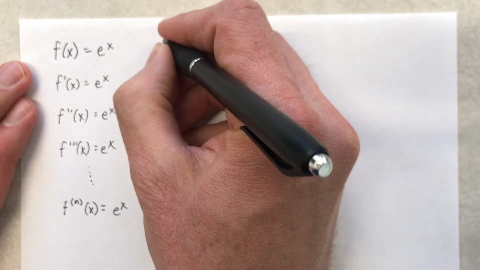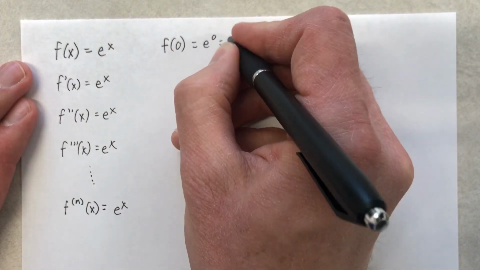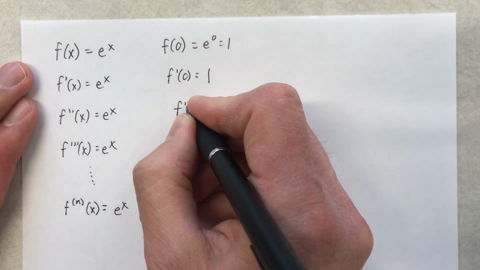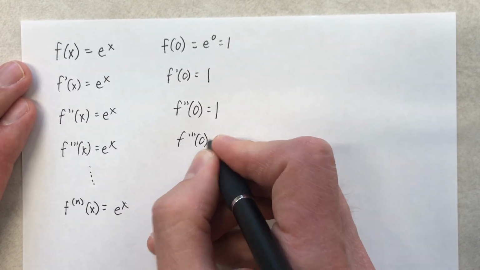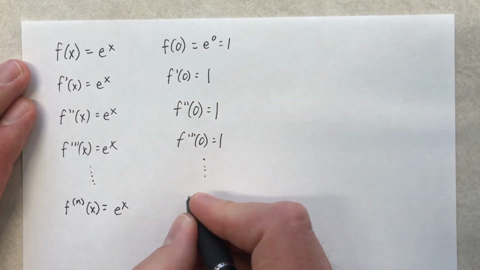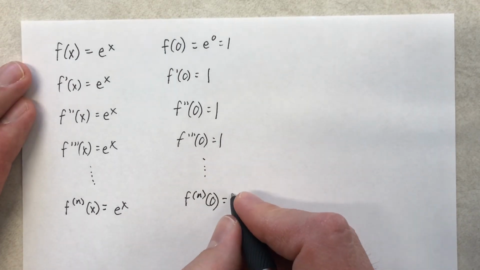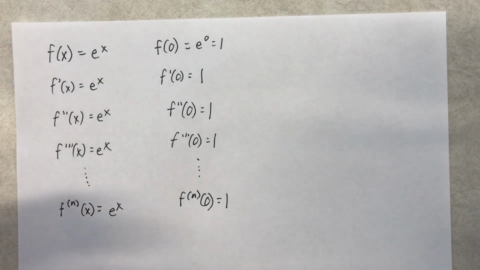What we're also going to do is figure out what happens if I plug in 0, and I'd have e to the 0, which is 1, and f prime of 0 is 1, and f double prime of 0 is 1, and f triple prime of 0 is, this is getting boring, and so it doesn't matter what derivative I'm evaluating. At 0, I get 1. Okay? All right, so check this out. This is what's really going on.